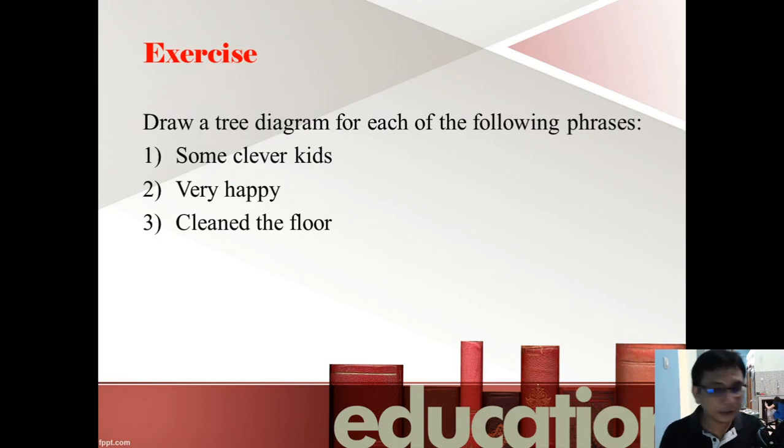Before I end this, I would like to do some exercise. So I would like you to draw a tree diagram based on these three phrases. Some clever kids, very happy, and clean the floor. Okay, so I'm going to give you about 2 minutes to think about this.